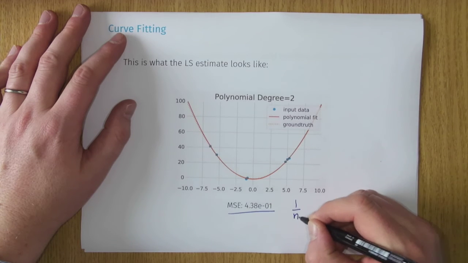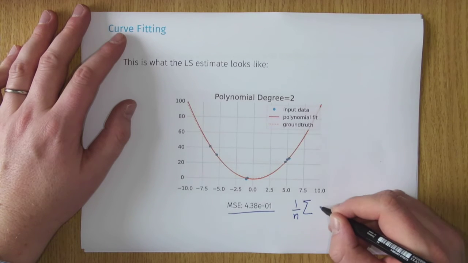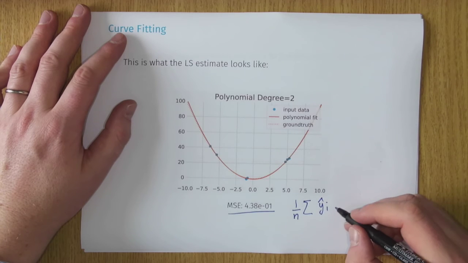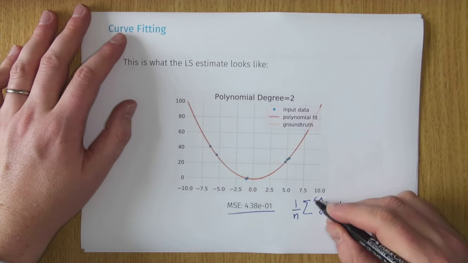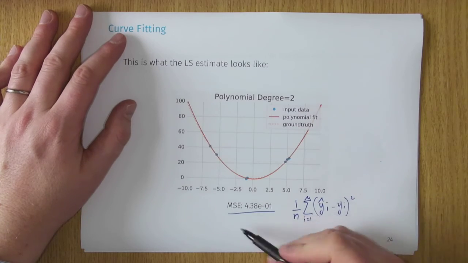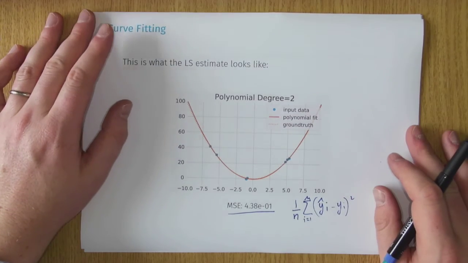The mean square error would be 1 over n of our estimated predicted value minus what we actually observe for the ground truth. Okay, so that's a small enough number.